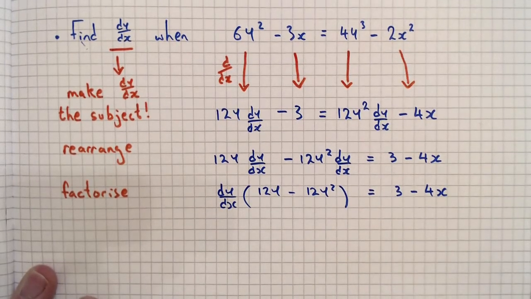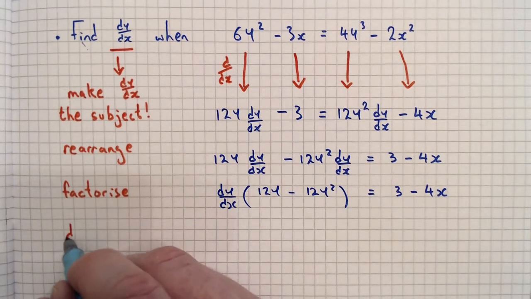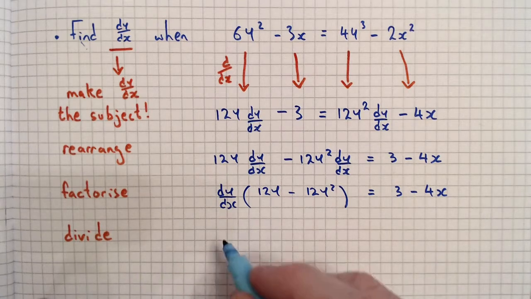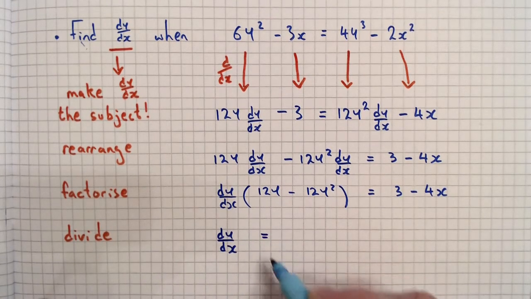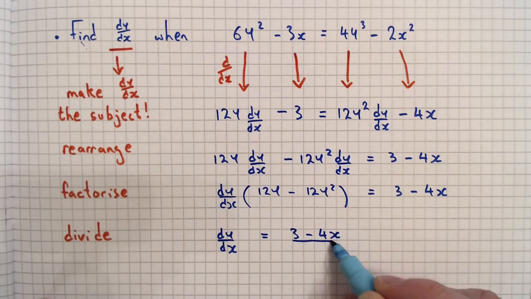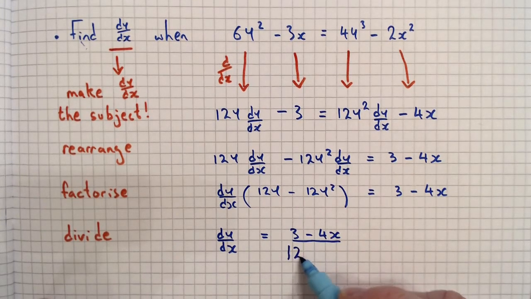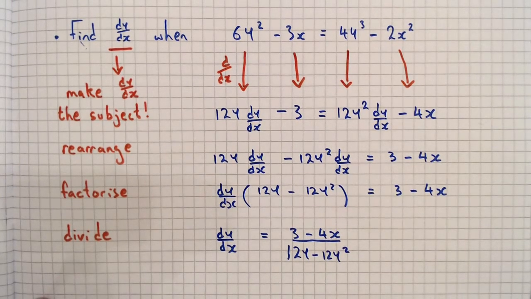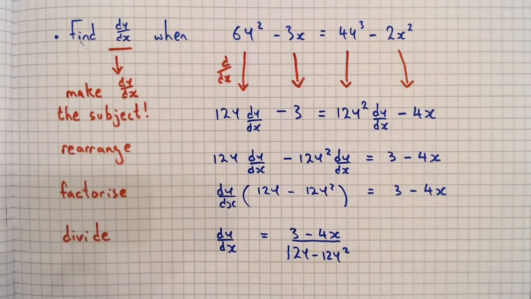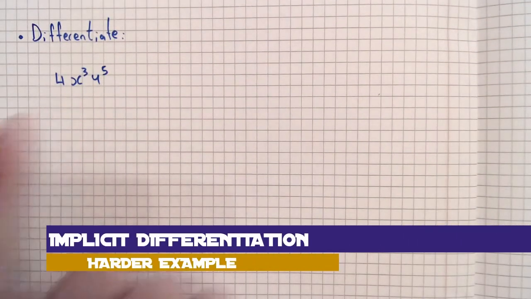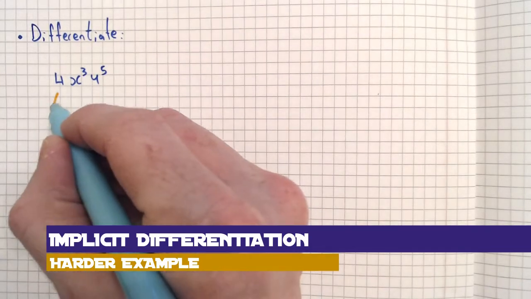So our last step is to divide. We're going to divide across by that big bracket. And if we do divide across, then dy dx is all by itself, which is exactly what we're after. On the other side, you should have 3 subtract 4x divided by 12y minus 12y squared. And there's dy dx equals. Now we're going to try a slightly harder one. We're going to mix up the x and y terms so it looks like they're being multiplied together. So for example, 4 times x cubed times y to the 5.